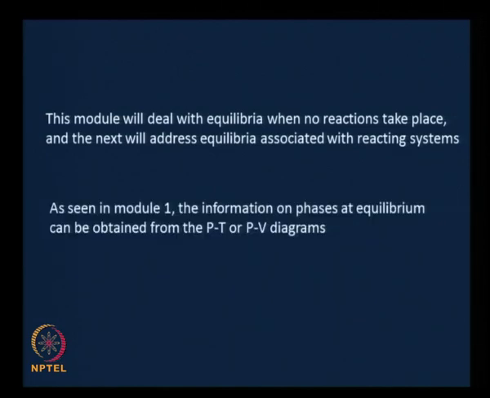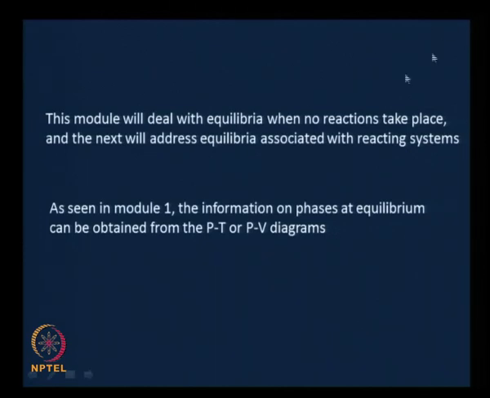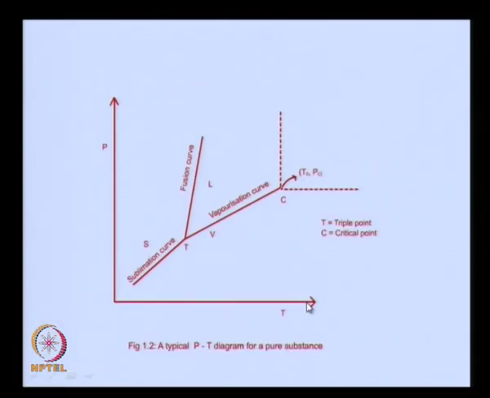Let us go back a little bit to familiarize ourselves with or recall whatever we did in module 2, because it becomes necessary here in the context of phase equilibria. We saw in module 1 that the information on phases at equilibrium can be obtained from either the pressure versus temperature diagram or the pressure versus the specific volume diagram. If you recall those figures, we will take a look at them again here. This is the PT diagram, and of course this is only for a pure substance, which means only one type of substance.